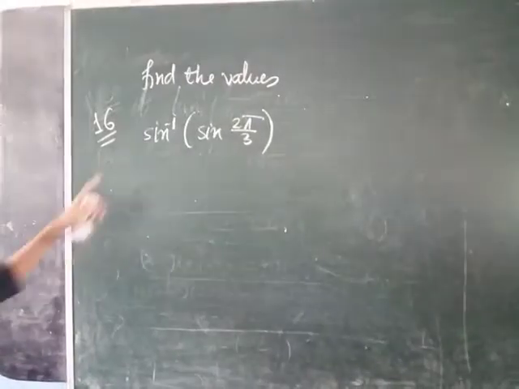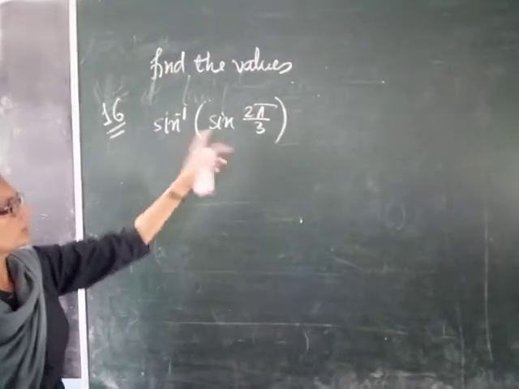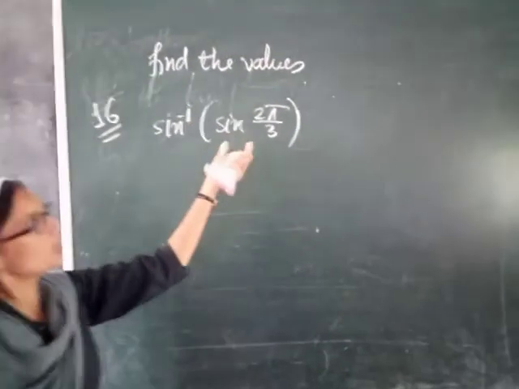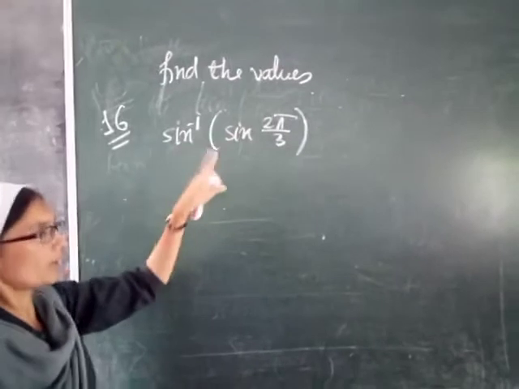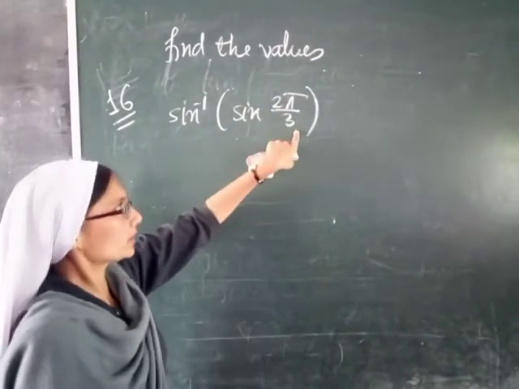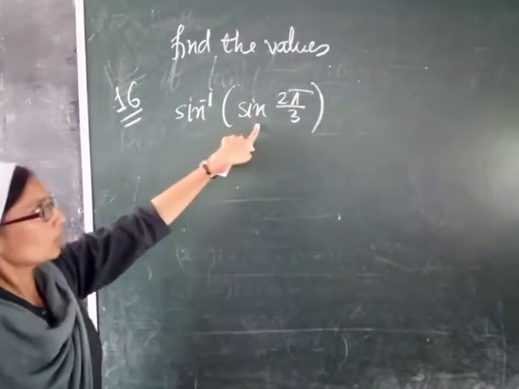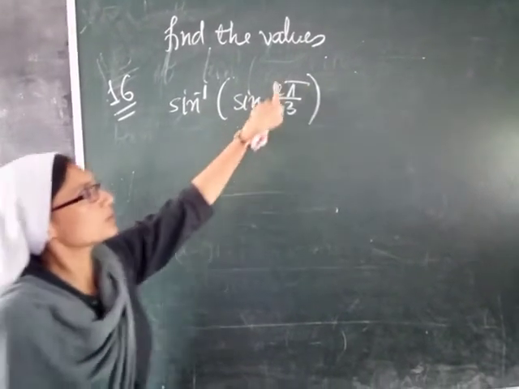Now to number 16. sin inverse sin(2π/3). We have to find the value of this. Finding the value means we have to find the value in the principal value branch. Okay, this 2π/3 is not in the principal value branch. So you cannot just cut sin inverse and sin. Okay, we cannot cut this sin inverse sin because this is not in the principal branch.